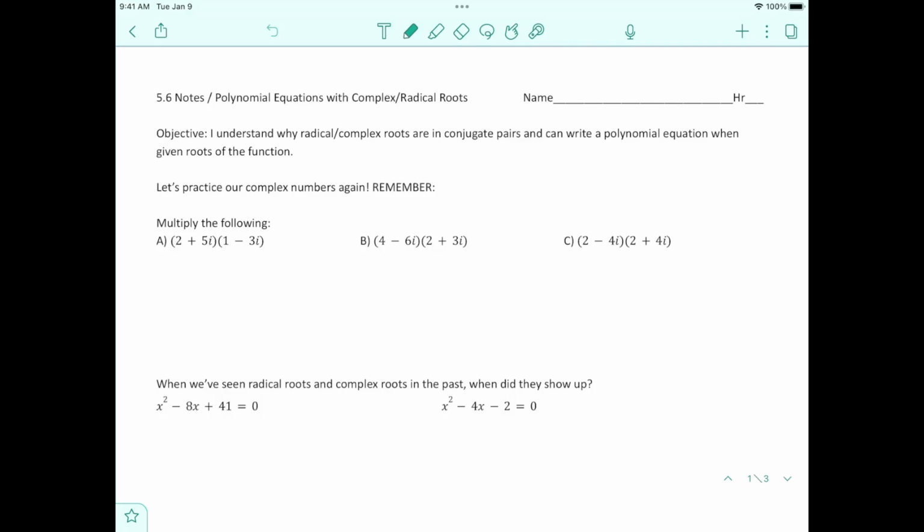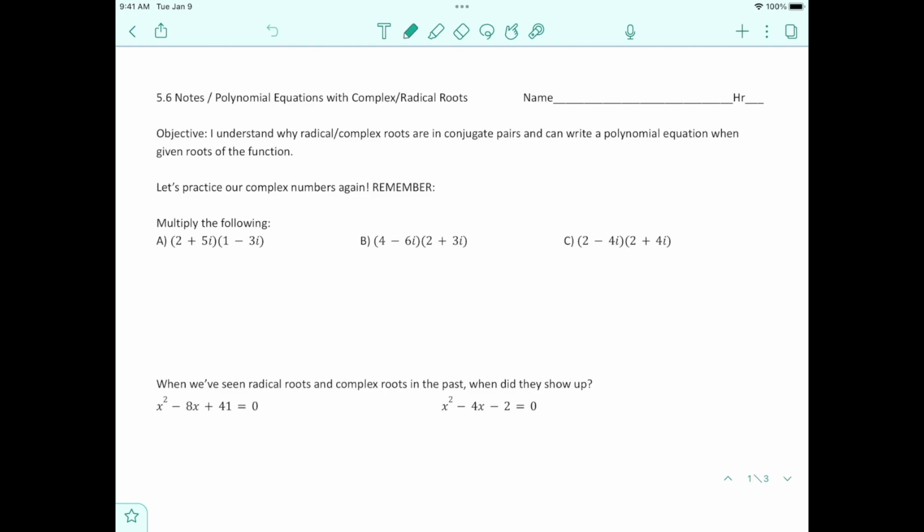Okay, so this is the video for 5.6 polynomial equations with complex and radical roots. The objective is: I understand why radical or complex roots are in conjugate pairs and can write a polynomial equation when given roots of the function.